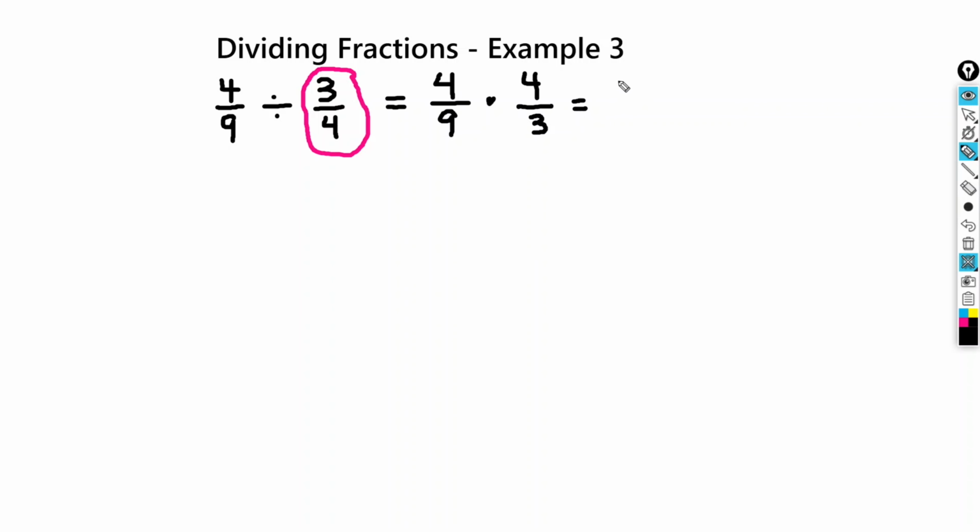We're going to do 4 times 4, which is 16, over 9 times 3, which is 27. Because we tried to simplify before we multiplied and weren't able to do so, this is as simplified as we can get. So our solution is 16 over 27 for this particular problem.